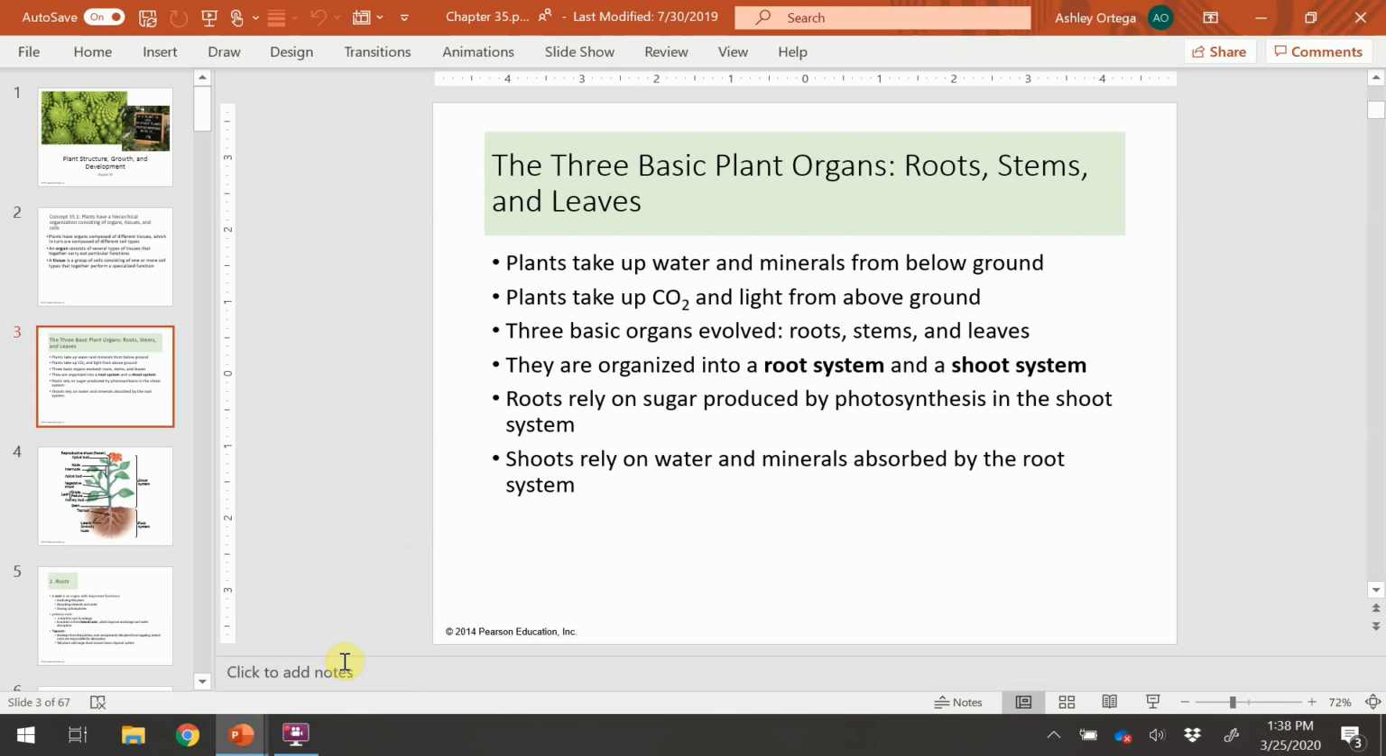And so the roots rely on sugar made from the shoot system in order to produce energy for life, so they can take in water and minerals. Whereas the shoots, the stems and the leaves, rely on the water and minerals absorbed by the root system, and in turn they produce sugar through photosynthesis and send it downwards to the roots. So they have two major systems, but three organs: roots, stems, and leaves.